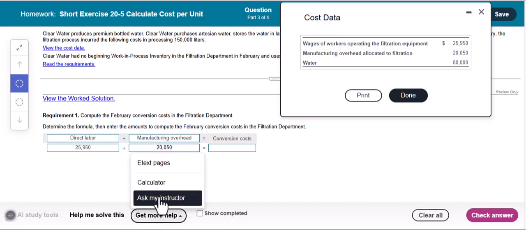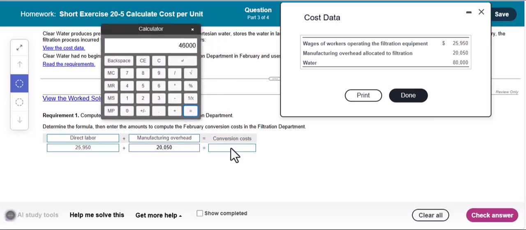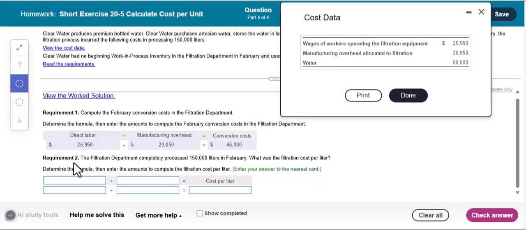And then let's grab our calculator to add those together. So that's 25,950 plus 20,050. And that is going to give us 46,000 in conversion costs. So we can go ahead and enter that in. All right, so let's go ahead and check our answer. Good job. All right, so now moving on to requirement 2.